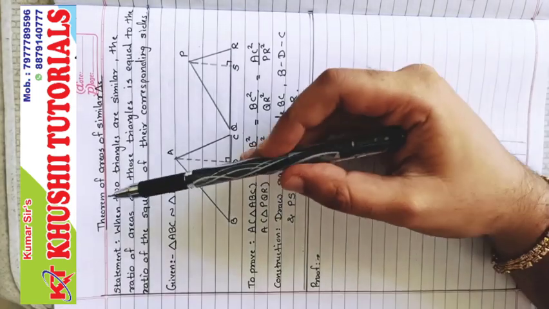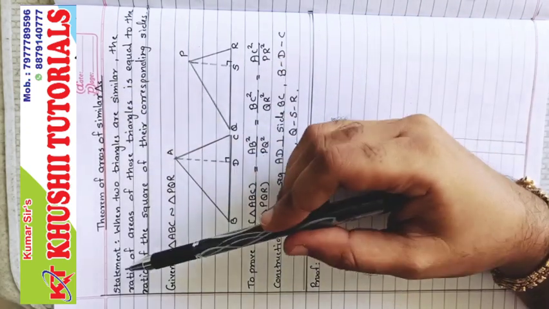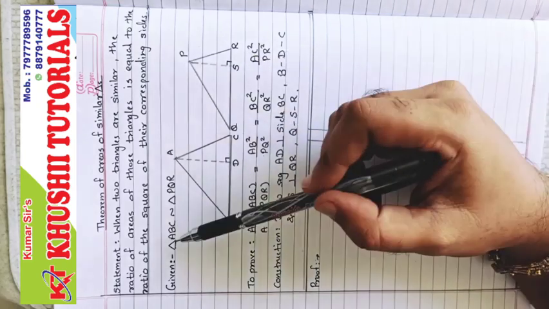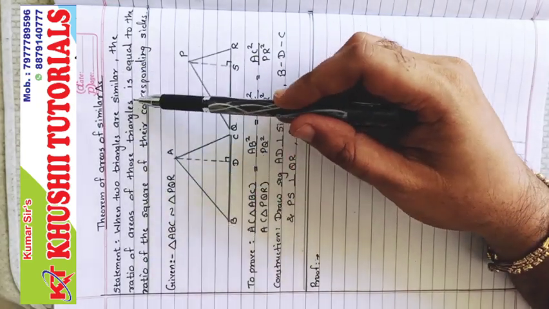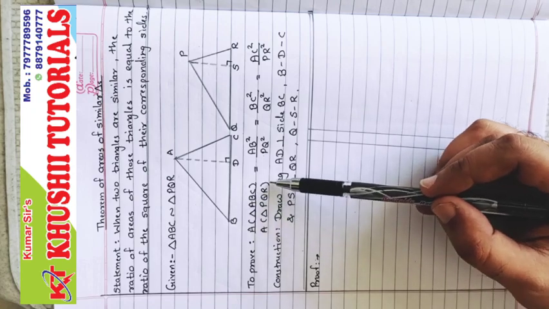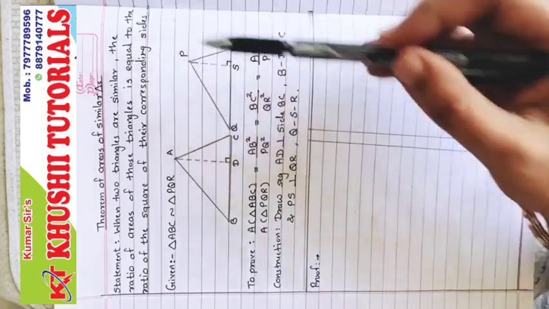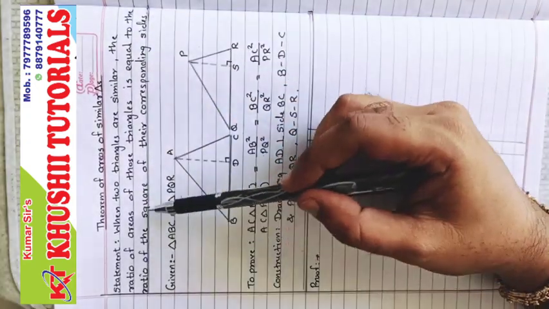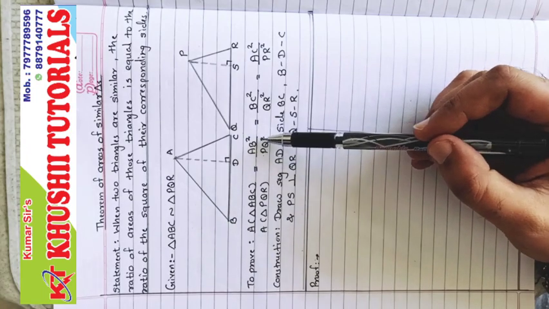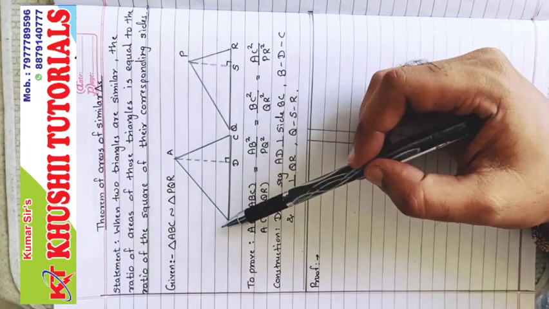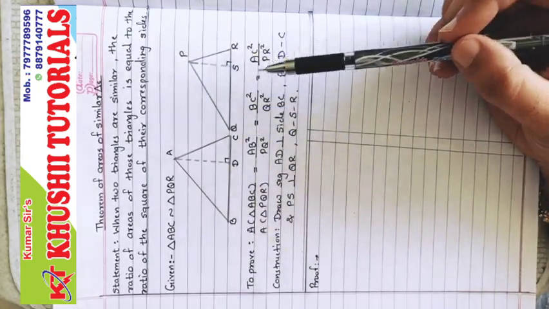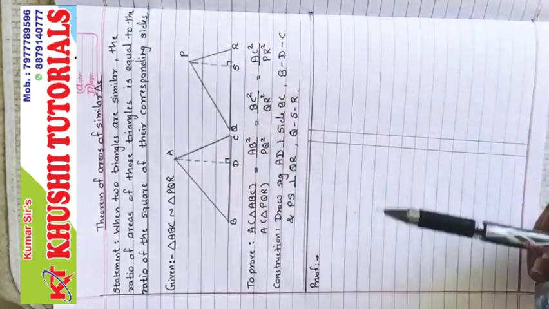Now the actual theorem of area of similar triangles. Statement: when two triangles are similar, that is triangle ABC similar to triangle PQR, the ratio of areas of those triangles, that is area of triangle ABC upon area of triangle PQR, is equal to the ratio of the square of their corresponding sides, that is AB square upon PQ square equal to BC square upon QR square equal to AC square upon PR square.